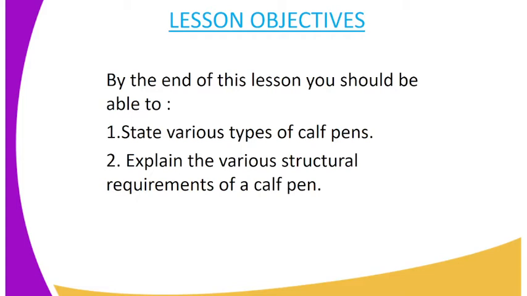Your tutor today is Mr. Wanyoike, an agriculture teacher. In today's lesson, we are in lesson 37, Form 3 work, and the topic is farm structure. And in today's lesson, we are on subtopic, the calf pen. On to the lesson objective. By the end of this lesson, you should be able to, number 1, state the various types of calf pen, and number 2, explain the various structural requirements for a calf pen.